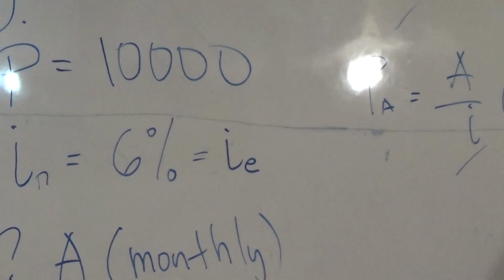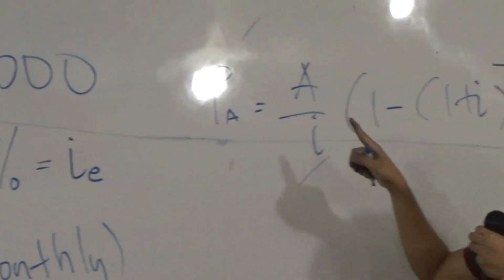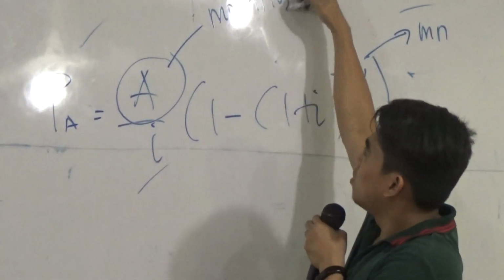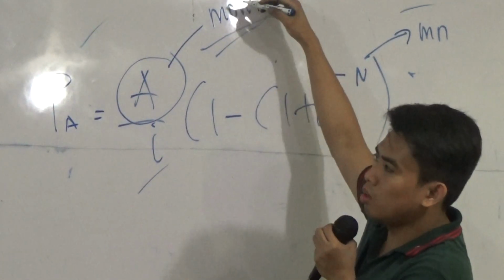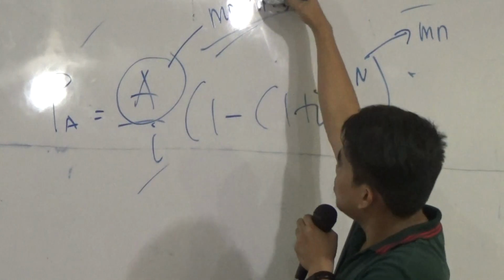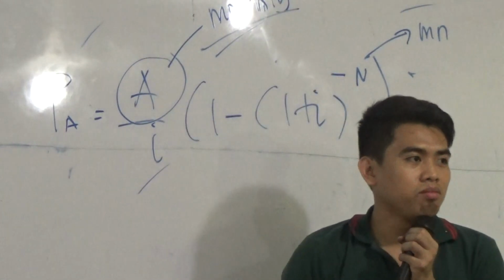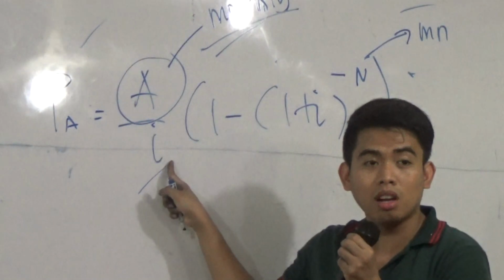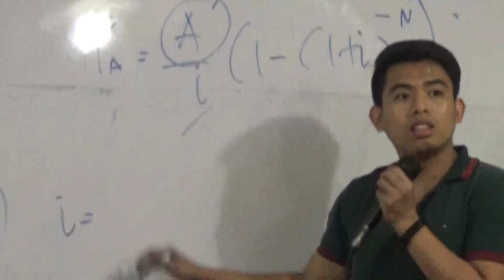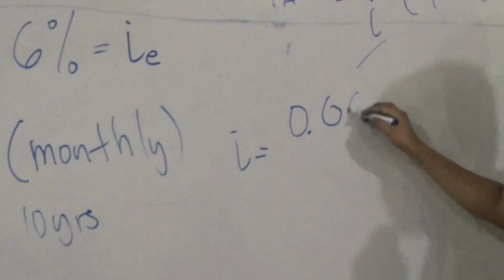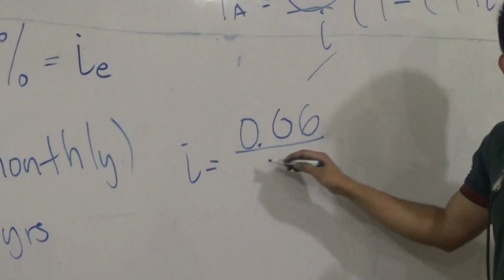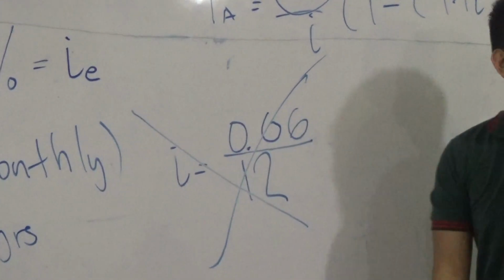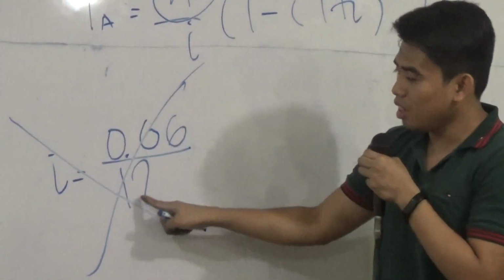Bakit, sir? Ang tinatanong kasi dito is A, monthly. Monthly kasi yung payment natin. Kailangan, sir, dapat yung I natin monthly. So, anong gagawin natin para makuha yung I? Sir, 0.06 i-divide sa 12. Mali pa rin, sir. Bakit, sir? Hindi mo pwedeng i-divide sa 12.